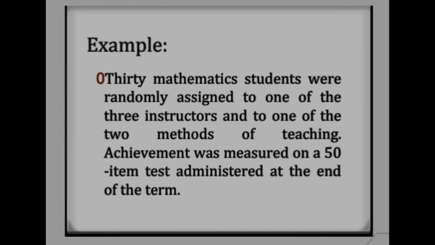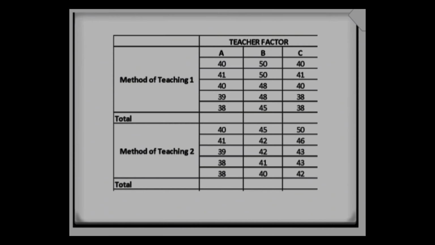30 mathematics students were randomly assigned to one of the three instructors and to one of the two methods of teaching. Achievement was measured on a 50-item test administered at the end of the term. This is the example of the data being mentioned. In the columns, we have the teacher factor, or the teachers A, B, and C, and for the rows, we have the method of teaching 1 and the method of teaching 2.